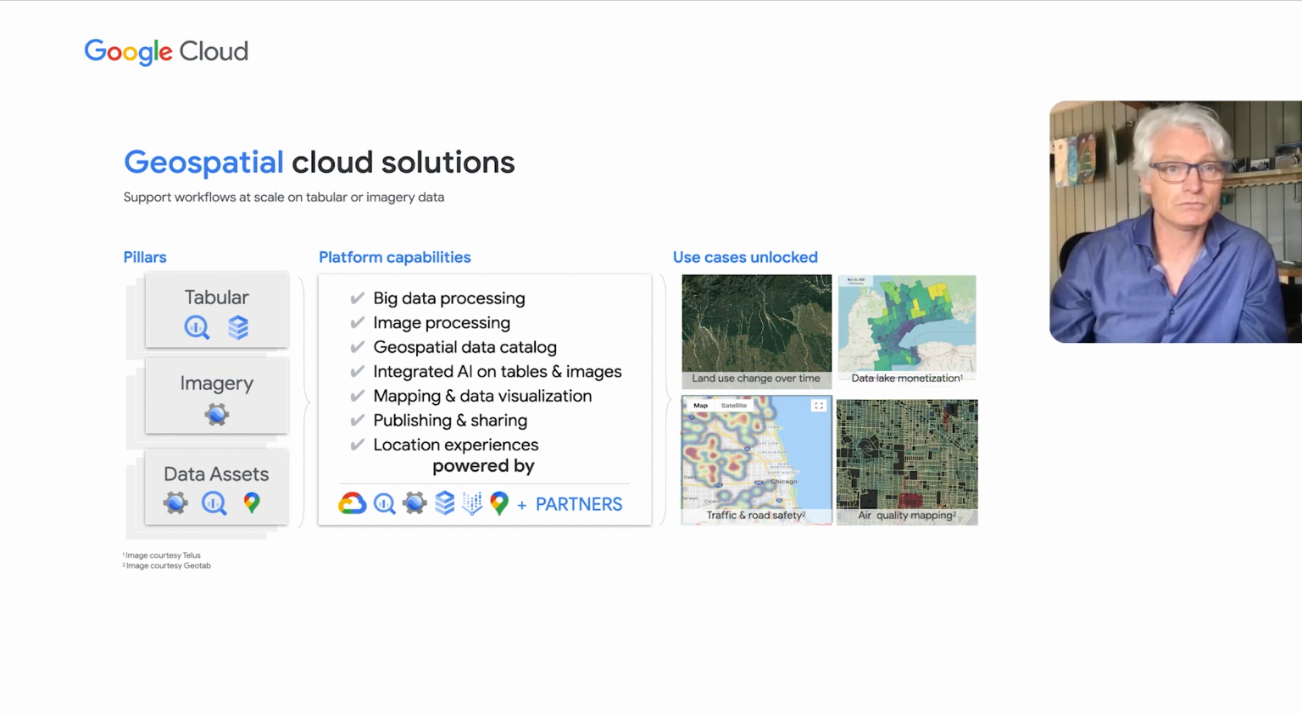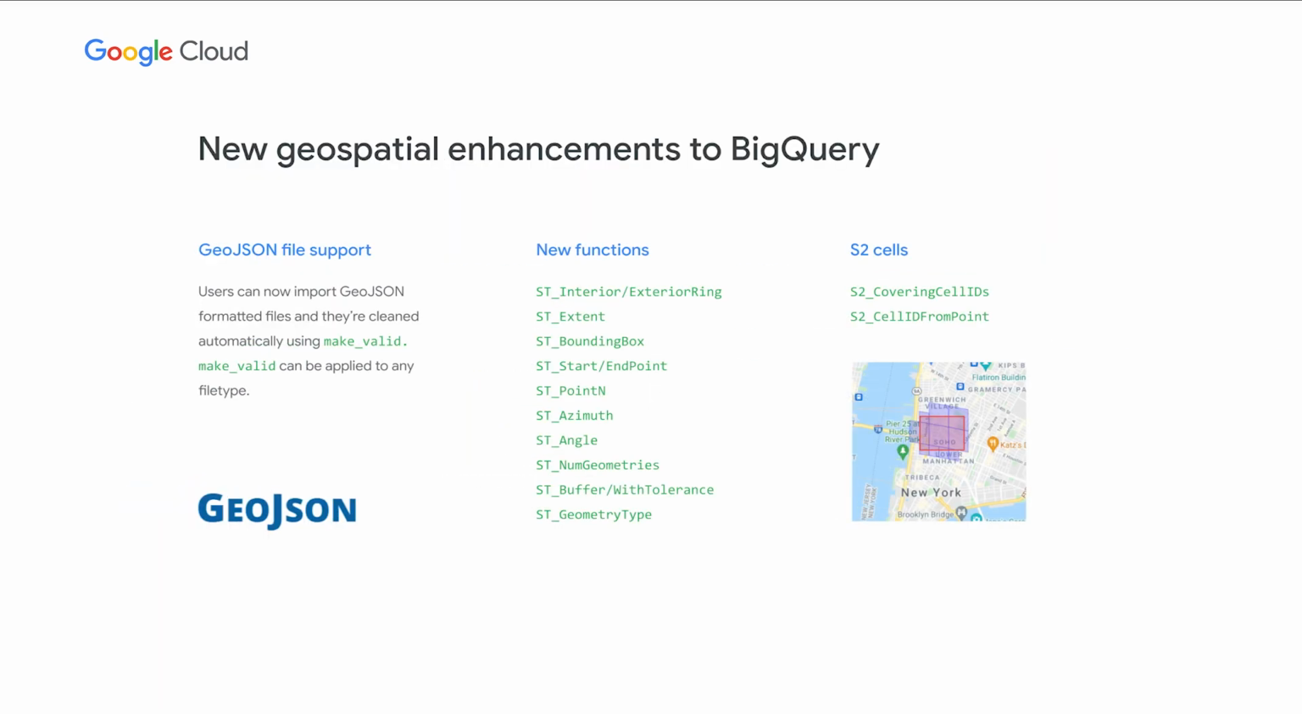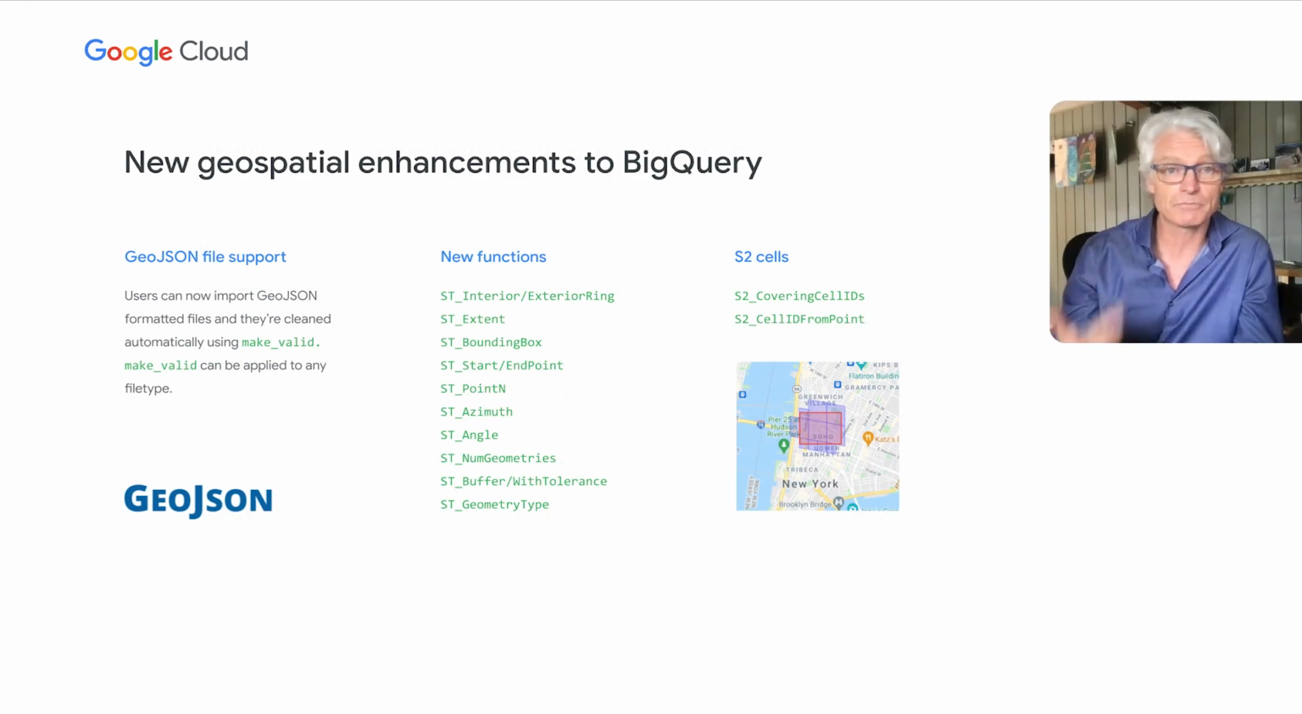So let's talk about BigQuery for a moment. We've got a few launches to discuss right here. And over the last year, we've really focused our development effort in two areas. Ease of ingest, so you can get your data into the platform, and a richer set of processing functions so you can do more with it while it's there.